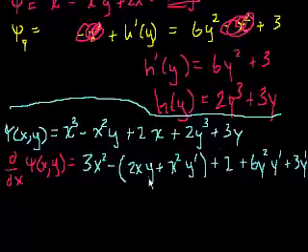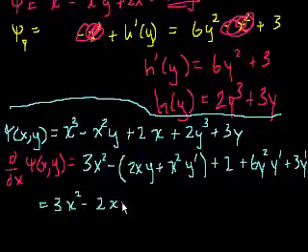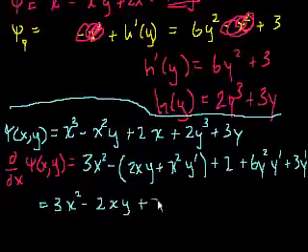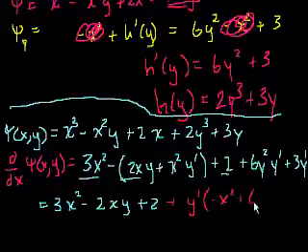And let's see if we can simplify this. So we get, this is equal to 3x squared minus 2xy plus 2. So that's this term, and this term. Plus, let's just put the y prime outside. Y prime times, so you have a negative sign out here, minus x squared plus 6y squared plus 3. So this is the derivative of our xi as we solved it.